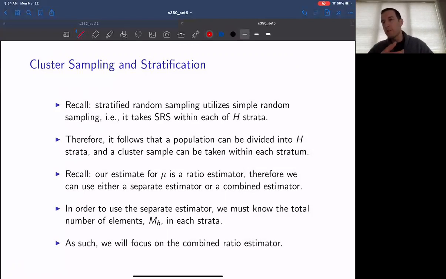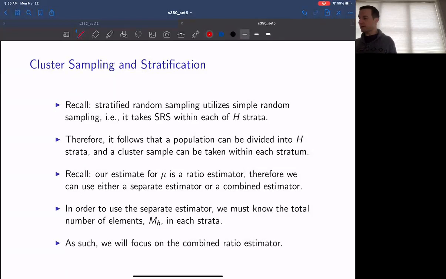Again, the idea with cluster sampling is instead of selecting individual units, we are selecting collections of units via basically just a simple random sampling protocol. So it follows more naturally that if we take a population of interest and separate it into different regions, for example, where each region could be the strata we are interested in, then within each of those strata, instead of doing a traditional SRS, we can select clusters of observations using cluster sampling.